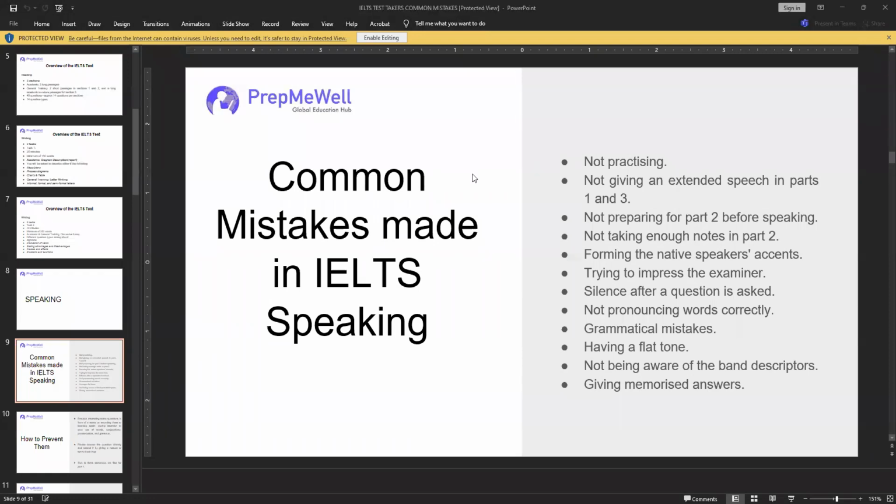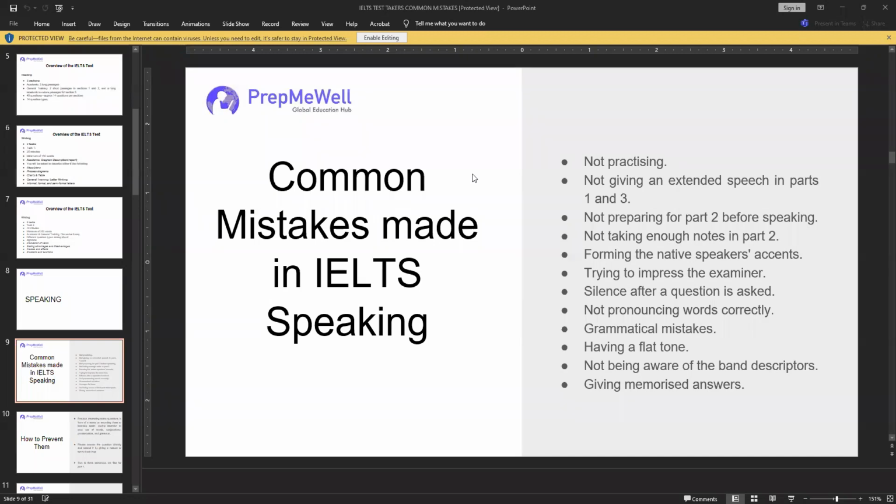thing here is the grammatical mistakes, right? You need to improve your grammar. Now, when you make a mistake, you're permitted to correct yourself. They call it self-correction, right? It's good to self-correct, but it's also important that you don't have too many self-corrections. So that is why practicing is very key. When you practice, you get better. You're able to speak more fluently.